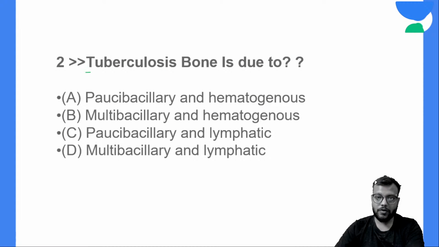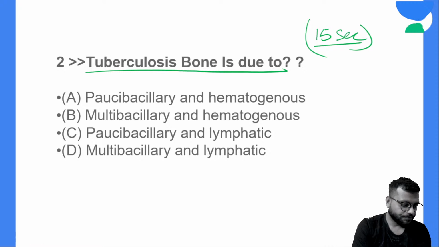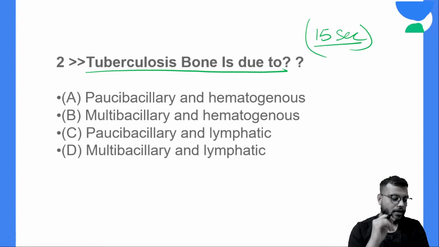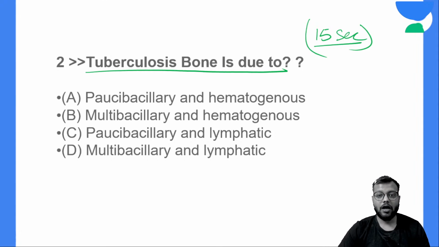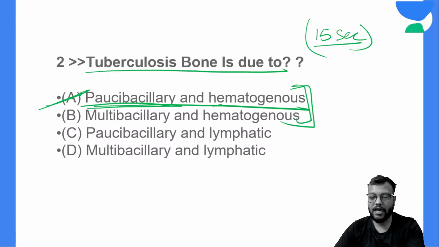Okay, now tuberculosis bone is due to, okay, I'll give you 15 seconds and you can type your answer in the live chat box. Okay, so the answer for this question: the first most common route of spread is hematogenous, and that too paucibacillary. So the answer will be paucibacillary and hematogenous.